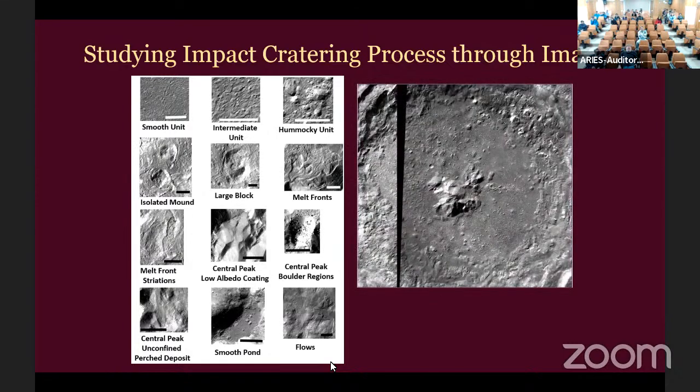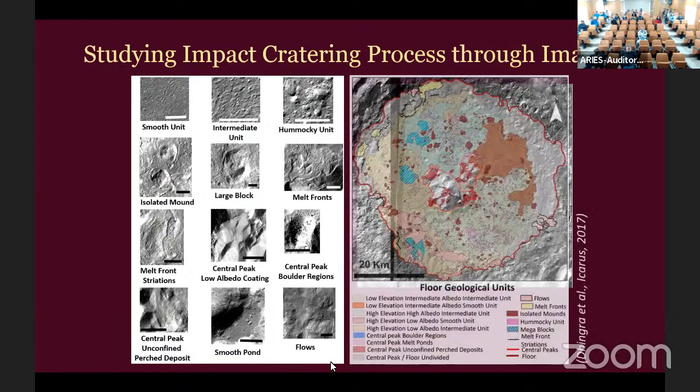So if this is the crater, we apply this classification scheme and we end up with something like this. What are we basically doing here? See the image that we are seeing.